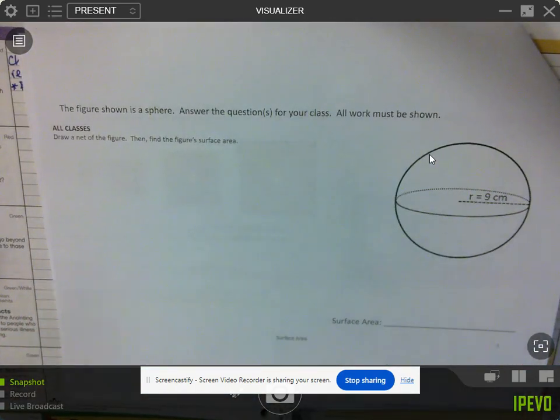Surface area of a sphere. How do we print that, please? I'm sorry, what? How do we draw the net?